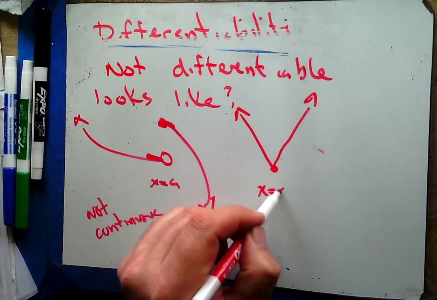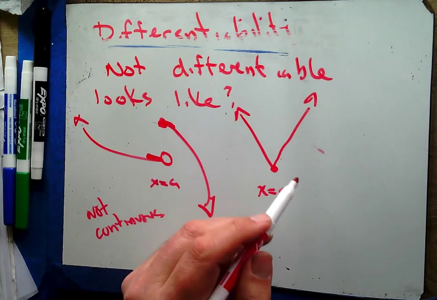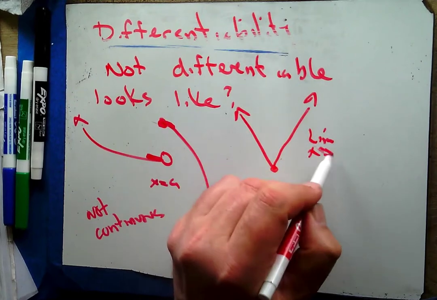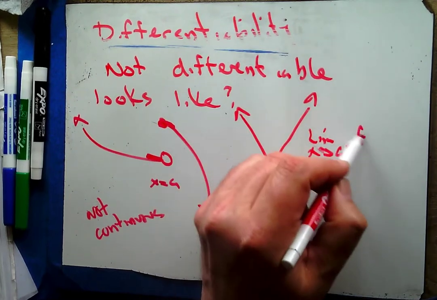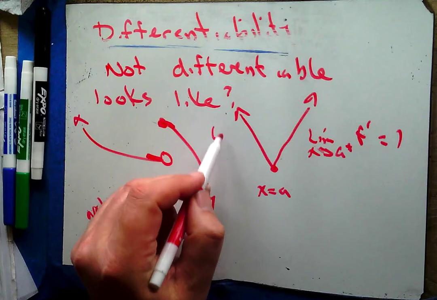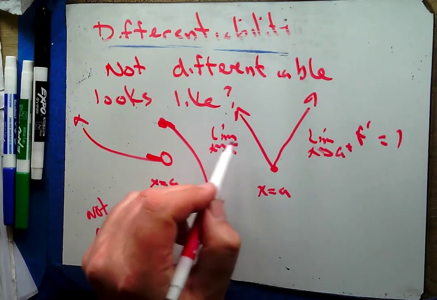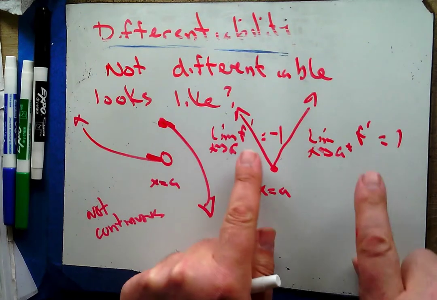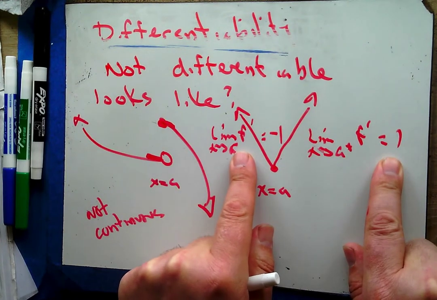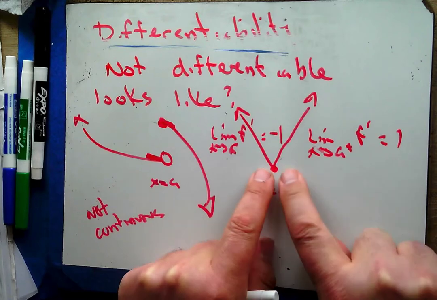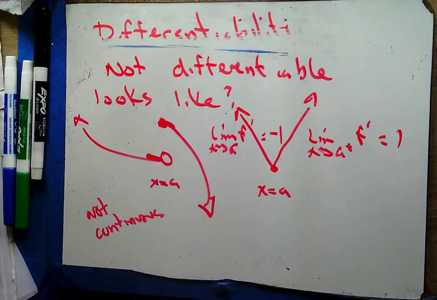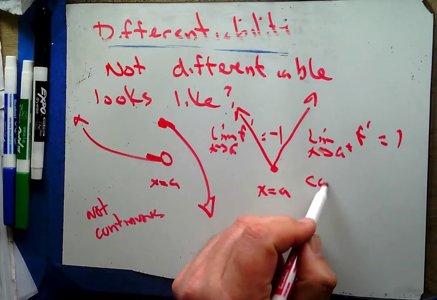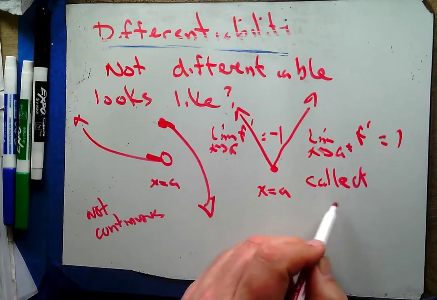Okay, we could also have something like this, where the function is continuous at x equals a, but the limit of the slopes from one side doesn't equal the limit of the slopes from the other side. Because the limit of the slopes are two different numbers, we say no derivative possible at that point. This is sometimes called a corner.